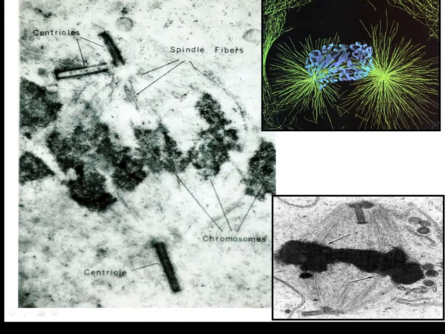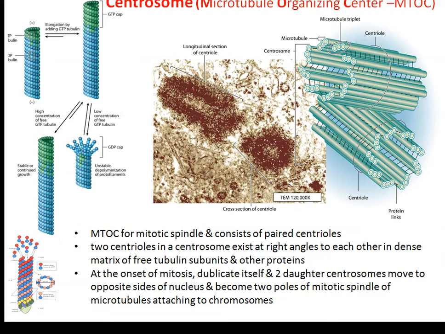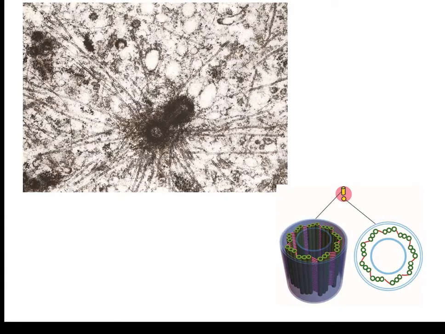We are looking here at the spindle apparatus that extends from one centriole to the next centriole, and these are microtubules of the spindle apparatus. Then in the center we are looking at the chromosomes. Here they are also located in the equatorial plate. It is a metaphase of cell division. Additionally, centrioles are the basal bodies that guide the formation of the cilia and flagella.